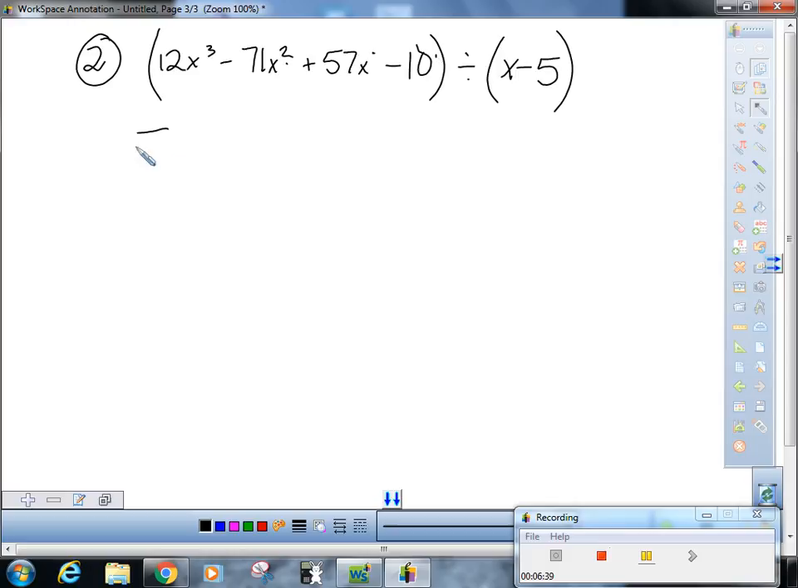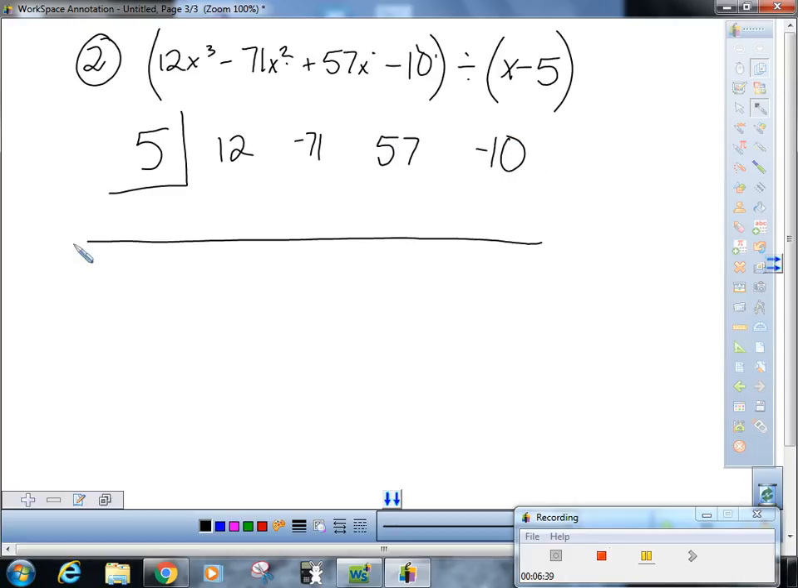We have to switch this sign to a positive 5 and put it in our little half box. And now we write down 12, a negative 71, a positive 57, and a negative 10. We give ourselves space, and what do we bring down first? The 12. Okay, I'll do the math for you. You can use your calculators on this. 5 times 12 is 60. After we multiply, what do we do next? We add. Negative 71 plus 60 is negative 11. 5 times negative 11, negative 55.